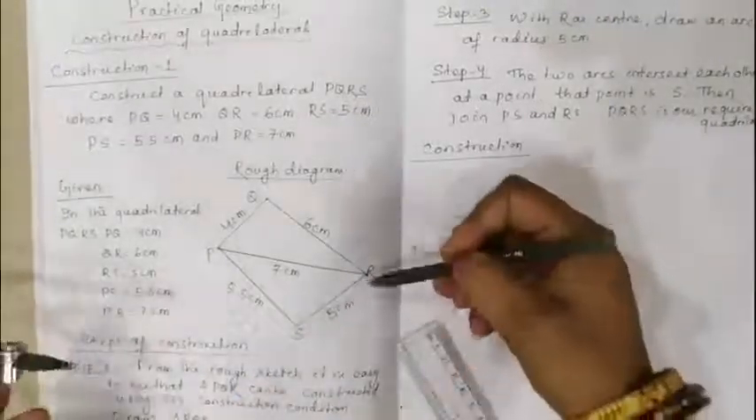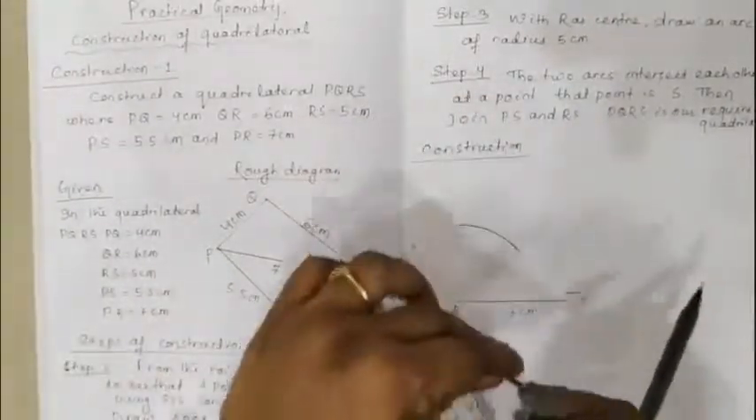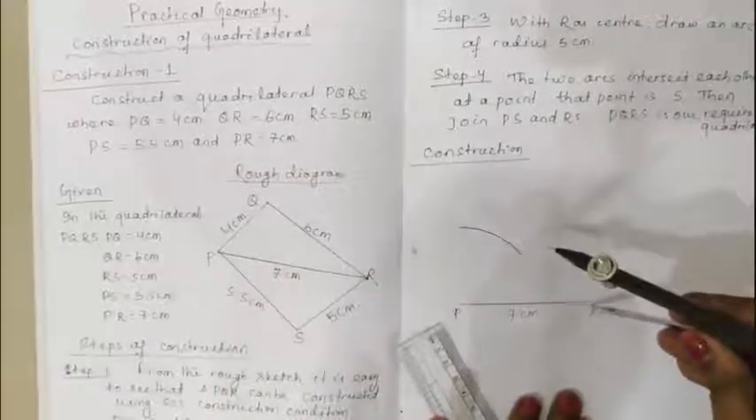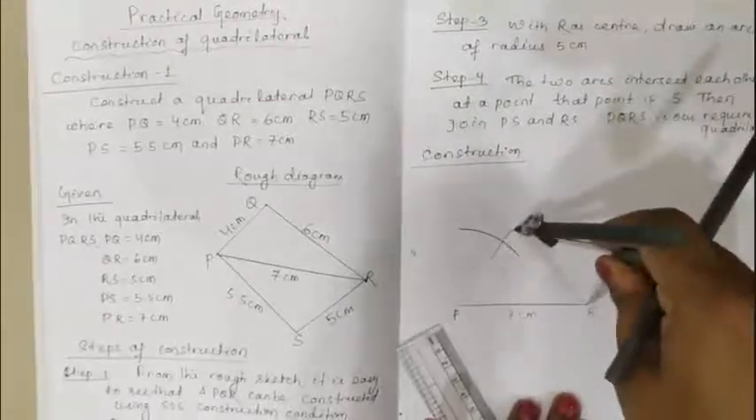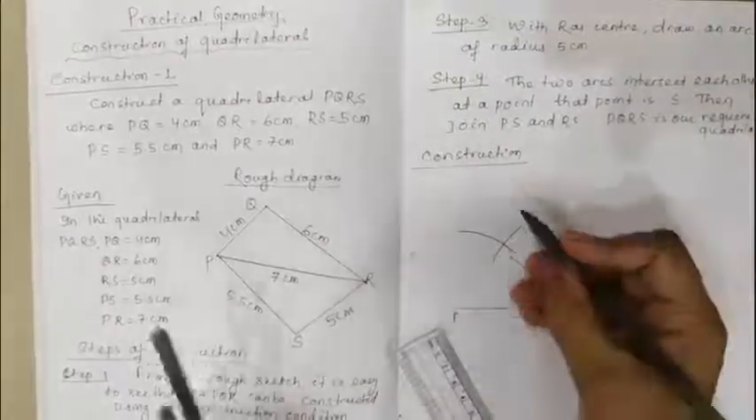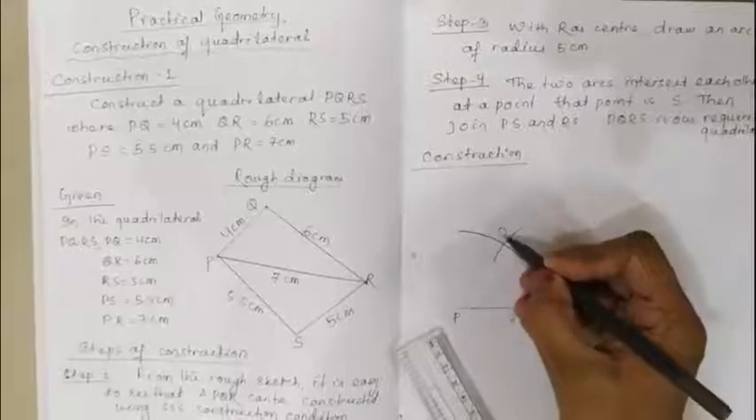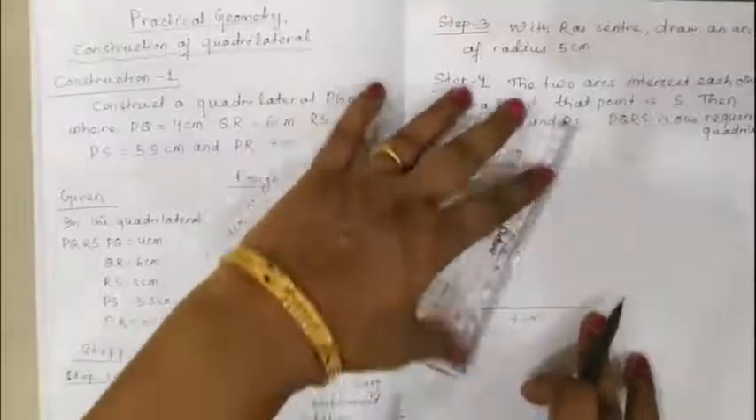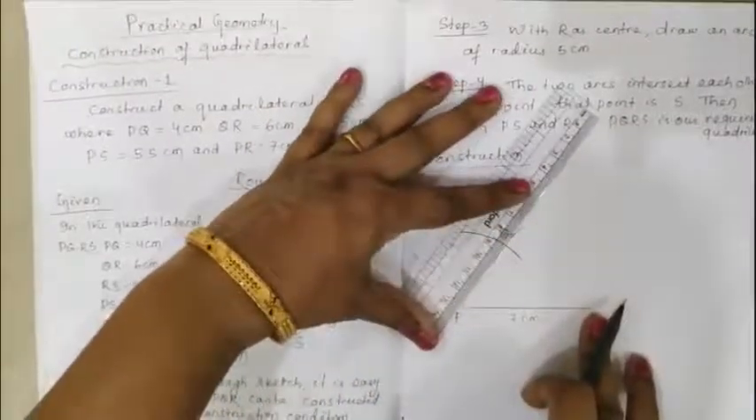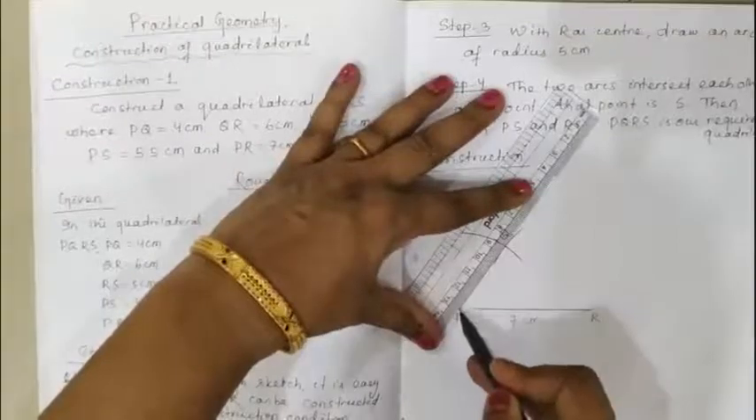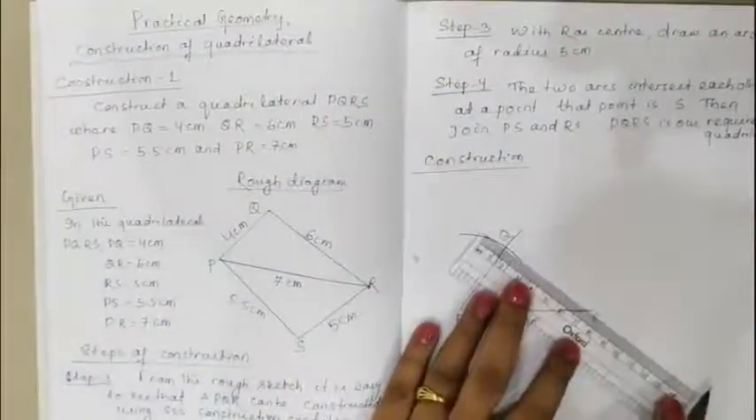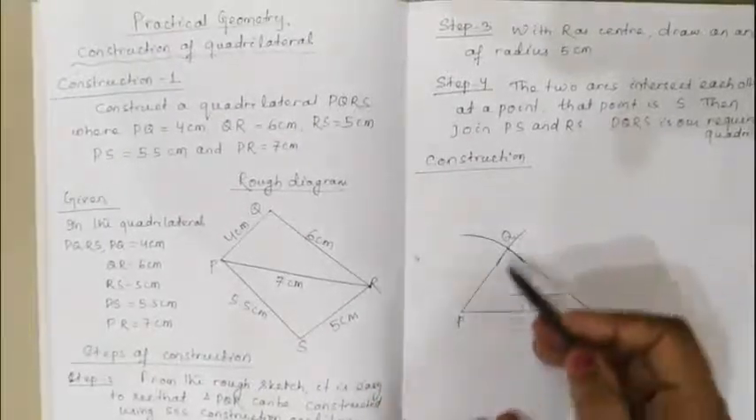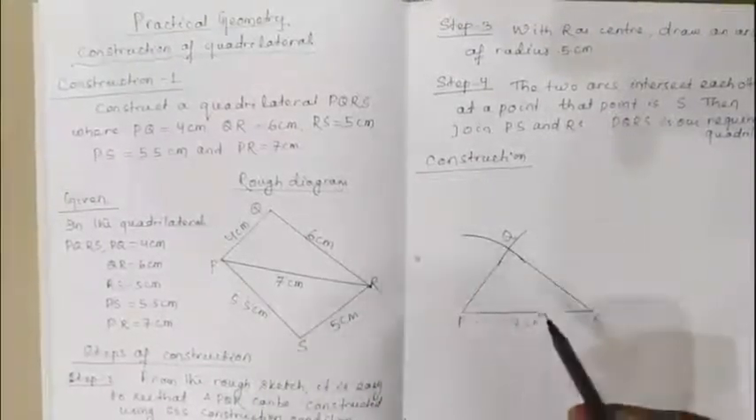Then again RQ is 6 cm. So you have to take 6 cm as radius and R as the center. Draw another arc. And this point is our Q. The intersection of two arcs is our point Q. Then join PQ. So here triangle PQR was constructed.